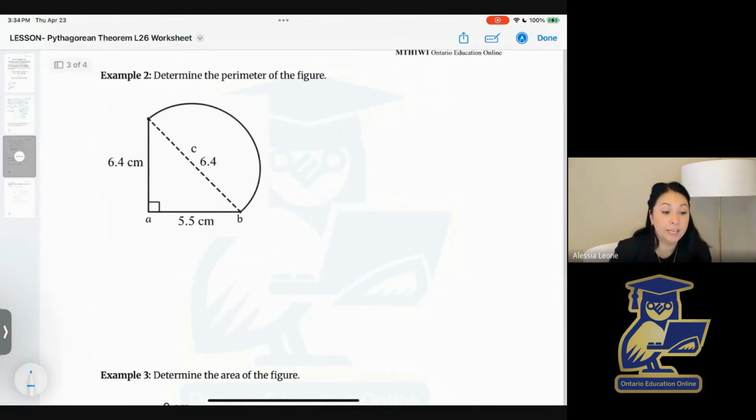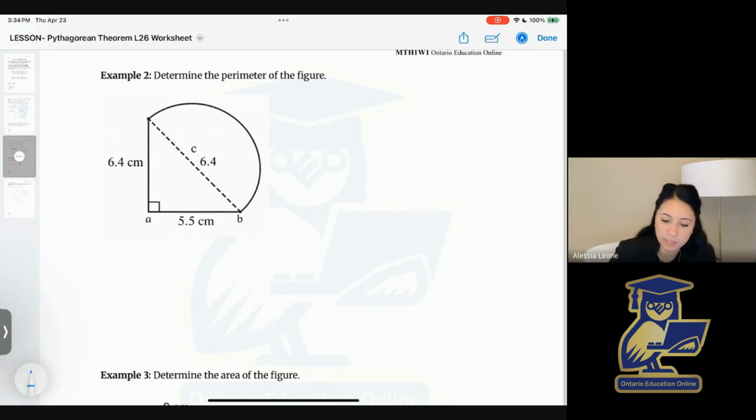Example number 2. Here we have a composite figure. So we have a shape that is made up of two shapes together. So we have a right triangle and we have a half circle, a semicircle, and they're together to make this composite shape. It wants the perimeter. How do we go about this?